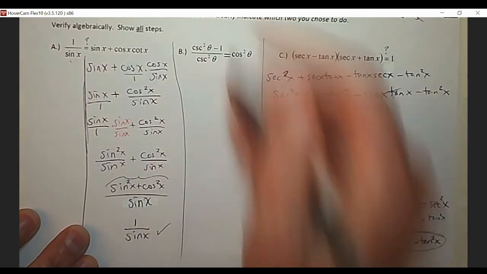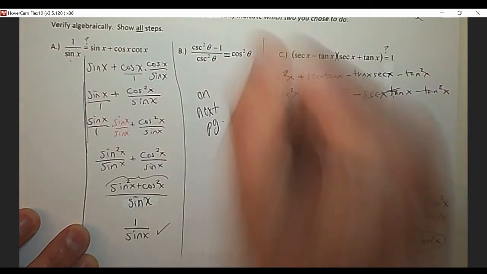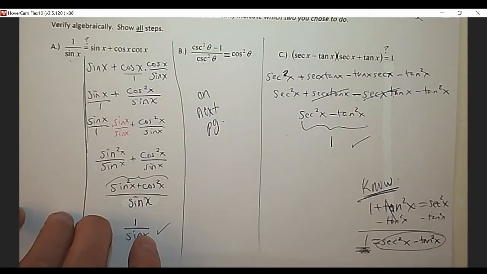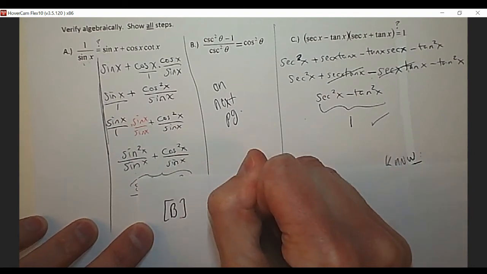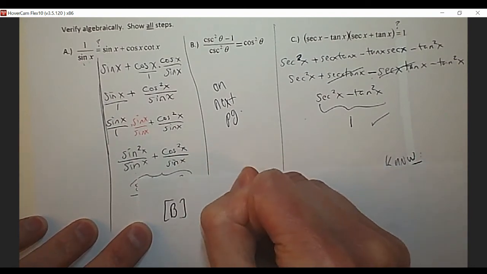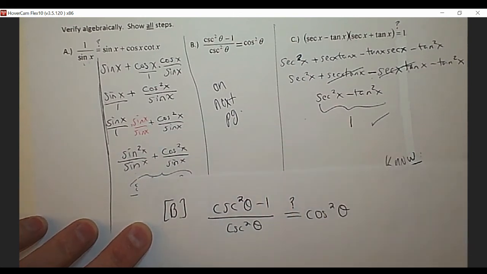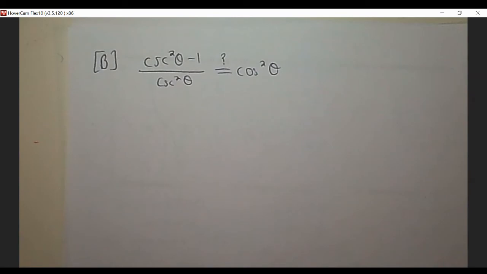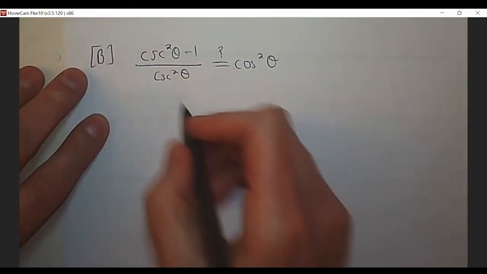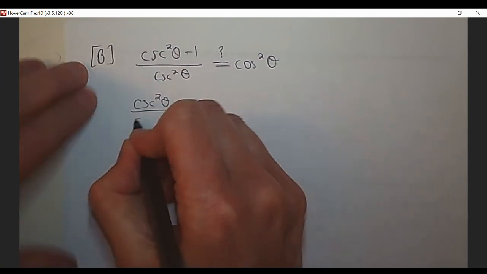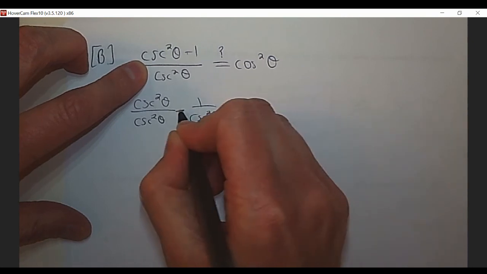Now I'm going to go back and do B. I'm going to do that on the next page because I'm going to show this 2 different ways, so I wanted to make sure I had enough space. So I have cosecant squared theta minus 1 over cosecant squared theta, and that's supposed to come out to cosine squared theta. Okay, so when I look at this, the strategy that I immediately think of, because the top has 2 terms and the bottom has 1, is to split apart the fraction and make it cosecant squared over cosecant squared minus 1 over cosecant squared.